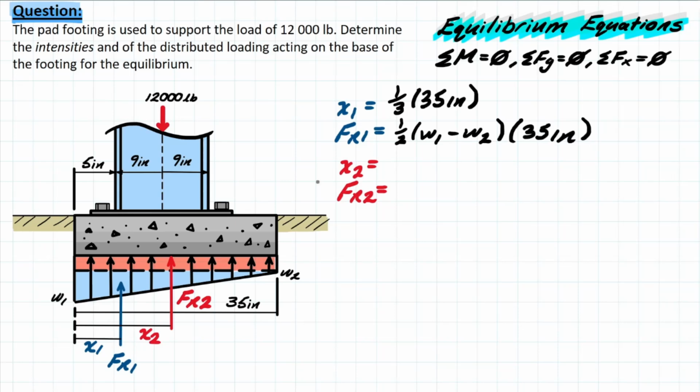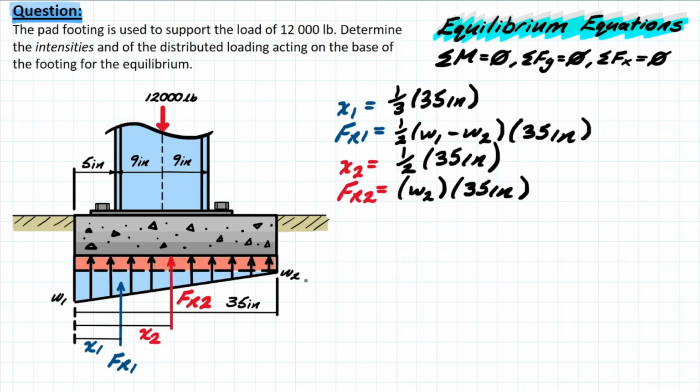Then we do a similar thing for the rectangular distribution. We have the total length being covered, except now we're not going to have a half since it's rectangular, and the peak intensity is just W2. So you have W2 times 35 inches. Then for x2, it's going to be 1/2 of 35, so we just write that down right here.